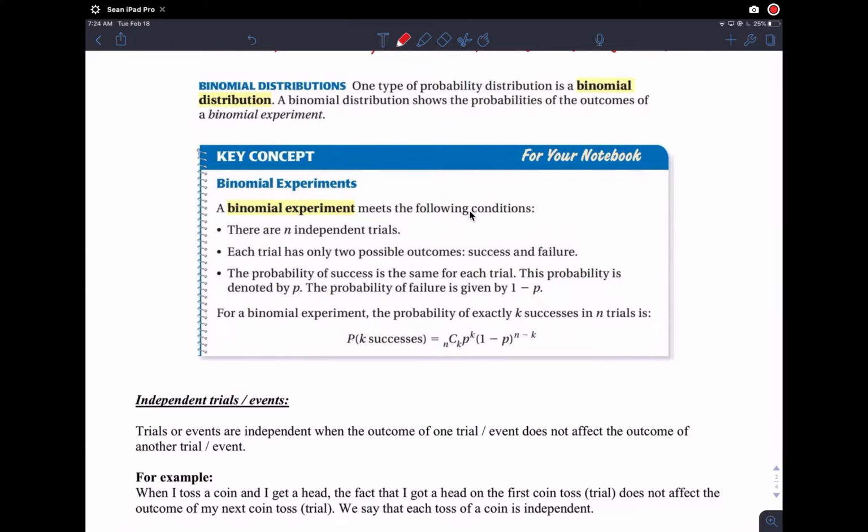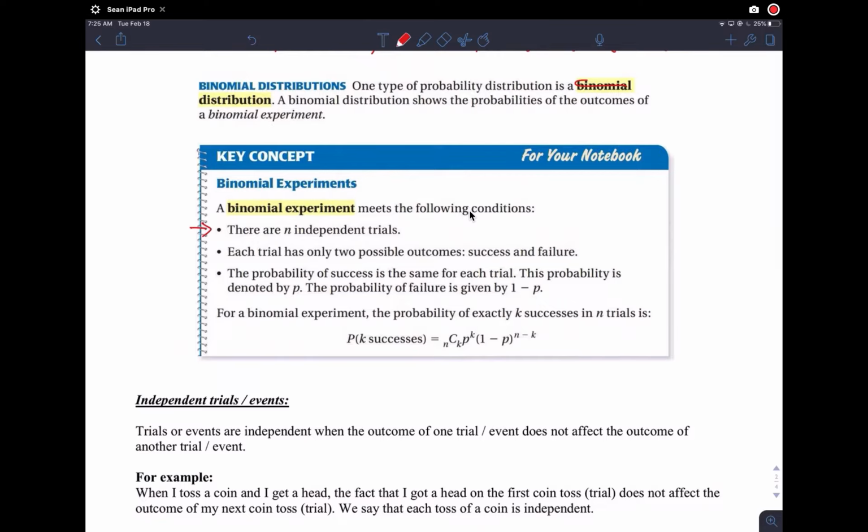And so binomial distribution, okay, shows the probabilities of the outcomes of a binomial experiment. Well, okay, what's a binomial experiment? So a binomial experiment is defined down here. Okay, it meets the following conditions. Well, what are the conditions for a binomial experiment? There are n trials that you know in advance. Okay, so something is happening a specified number of times in advance.